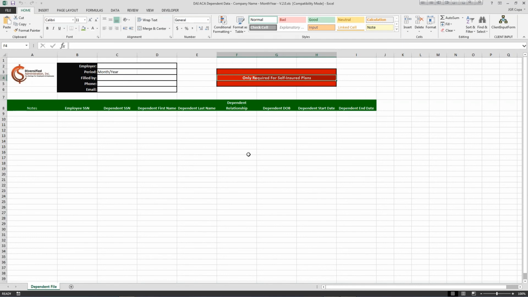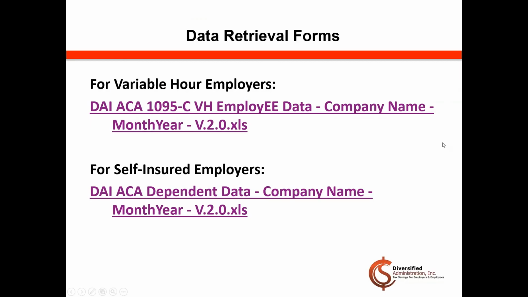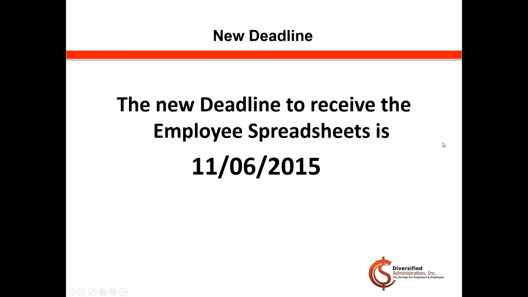And again, if you need any help or have any questions, please feel free to call me. The new deadline to receive the employee spreadsheets is Friday, November 6, 2015. This deadline has been pushed because of the delay in producing and getting these spreadsheets to you. But we will need the spreadsheets with information for up to October by this date.